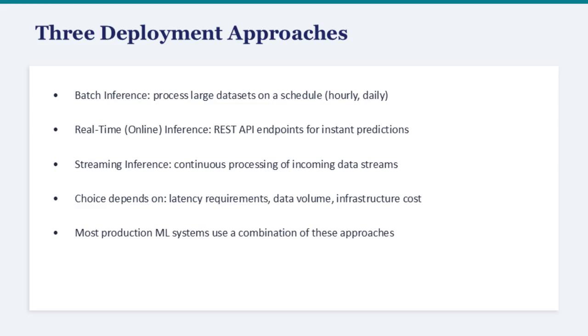So the choice depends on 3 factors: latency requirements, how fast you need the predictions; data volume, how much data you have; and, importantly, the infrastructure cost. In practice, most production ML systems use a combination of all 3. You might use batch inference for daily risk scores, real-time serving for a recommendation API, and streaming for fraud detection. The exam tests your ability to choose the right approach for a given scenario.